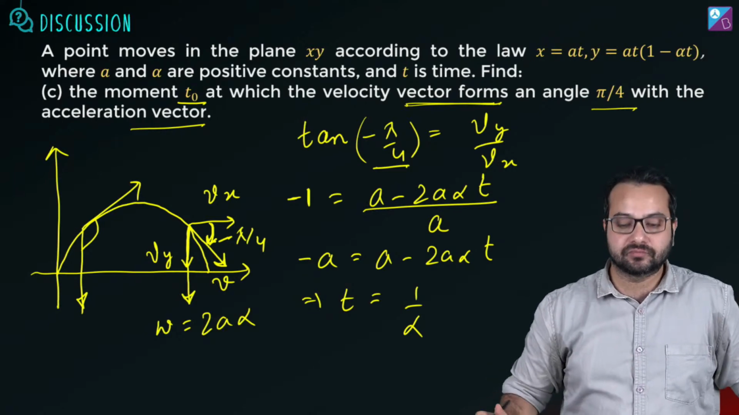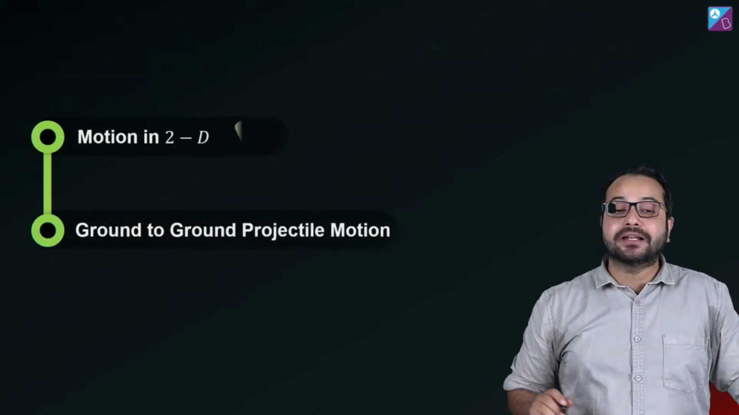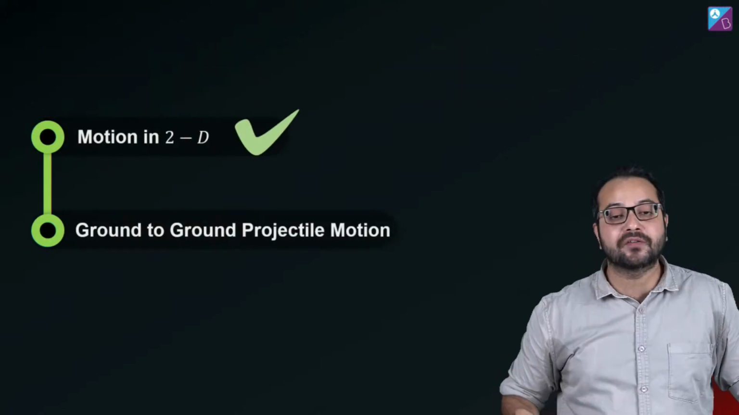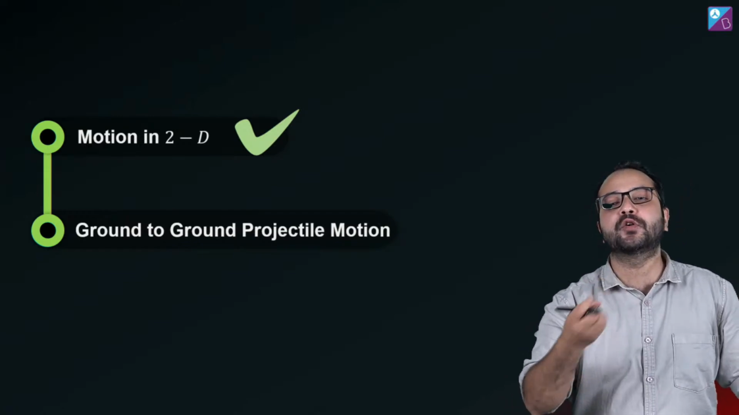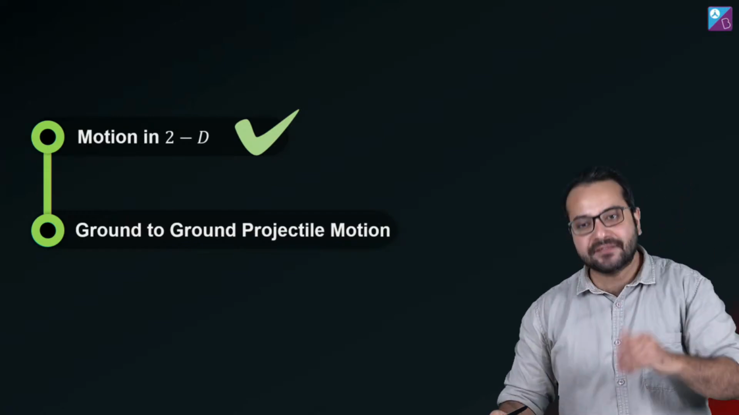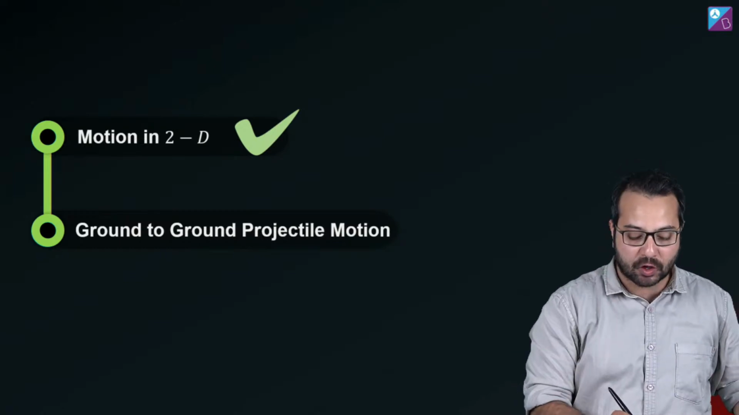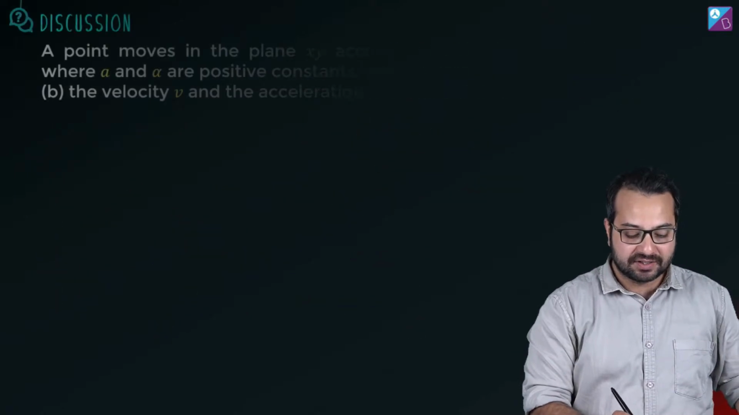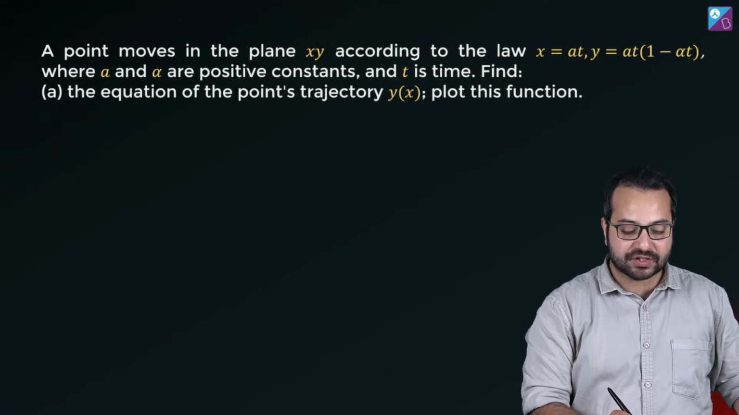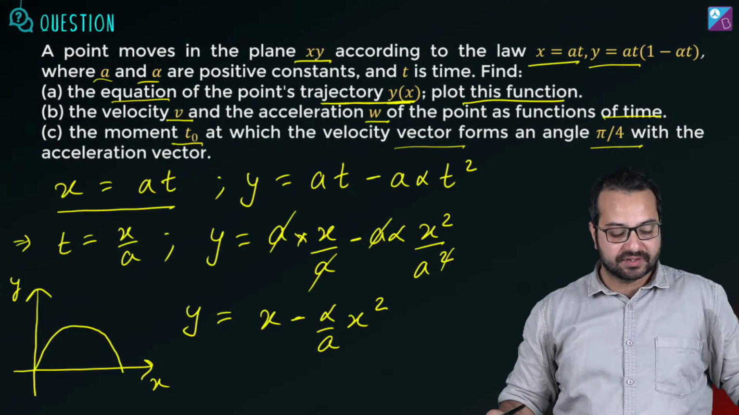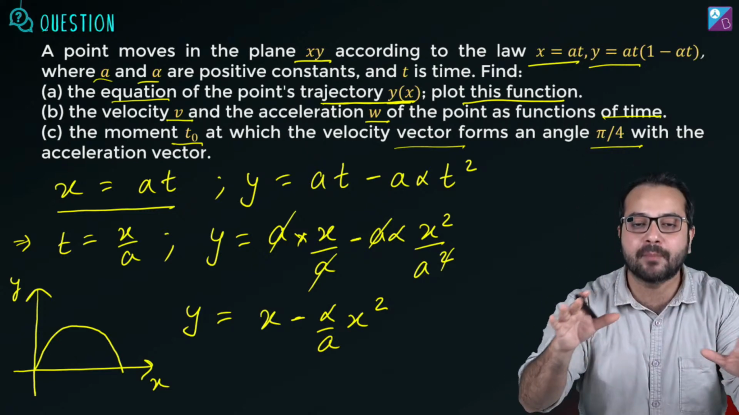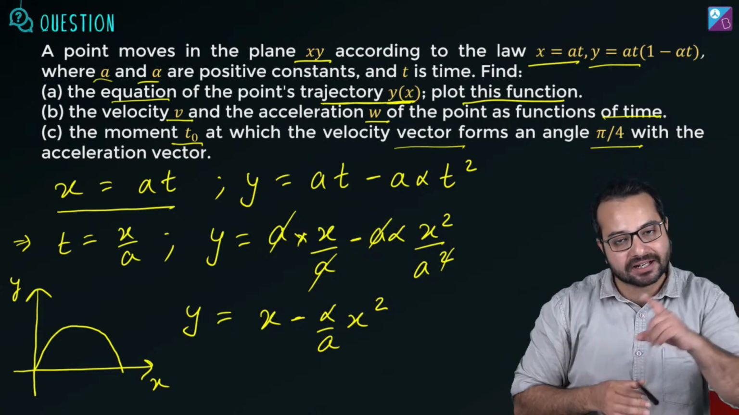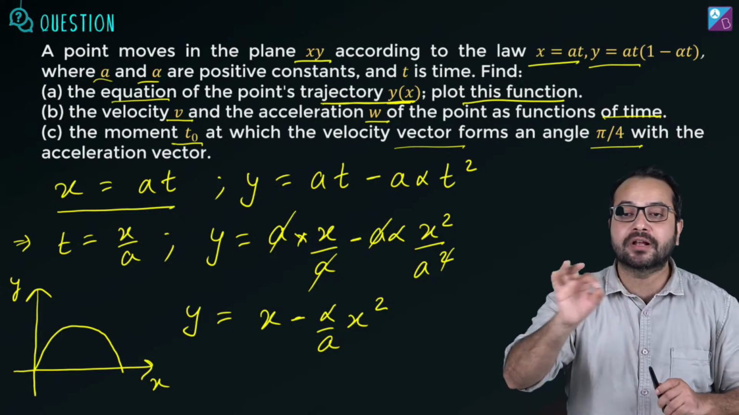Clear? चलो. So we are done with the basic concept of motion in 2D, and these concepts are going to be used in ground-to-ground projectile motion as well. In fact, the last question that we saw, what was this? This was actually a ground-to-ground projectile. We did not know anything about the ground-to-ground projectile. Is that correct? We knew nothing about ground-to-ground projectile.